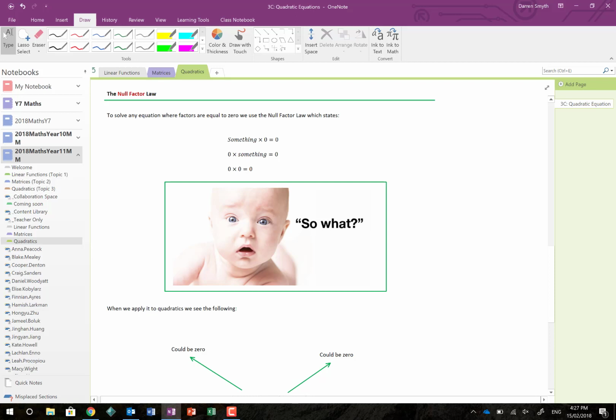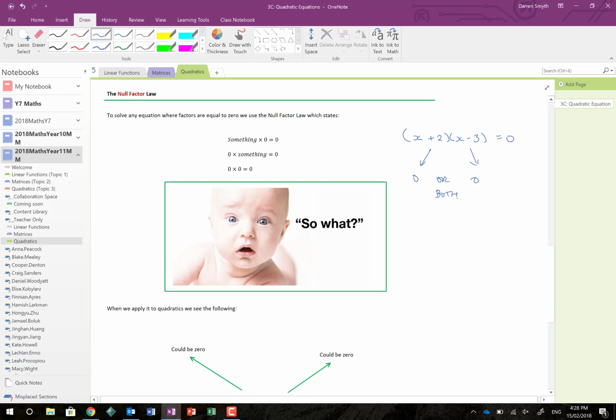Moving on to the null factor law, that is to me the crux to all of this. So what is the null factor law? Well, we've got something like x plus 2 and x minus 3 is equal to 0. I know that's not the actual thing, but let's not get too tied in with these specifics. The point of it is, we use an idea that effectively that could be 0, or that could be 0, or they could both be 0.